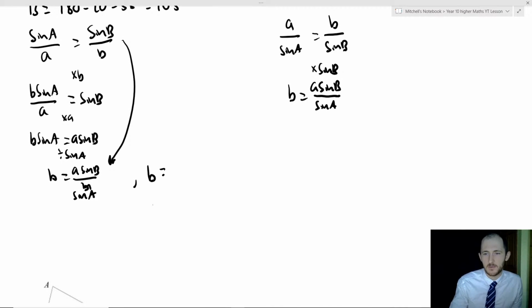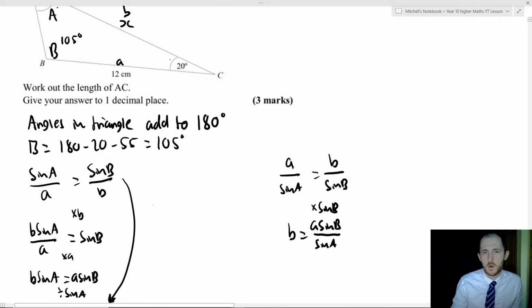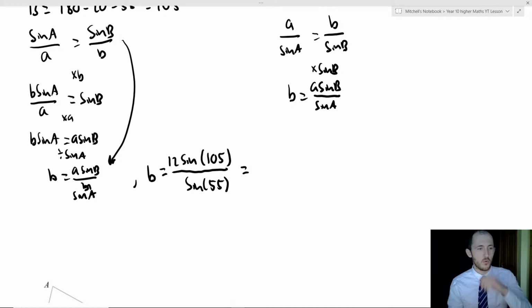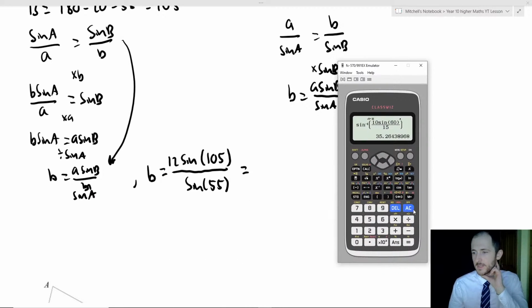So B equals, side A was 12 centimeters. Angle B, if I remember rightly, was 105 degrees. And angle A was 55 degrees. So now we just shove this all into our calculators. 12 sine 105, close bracket, sine 55.